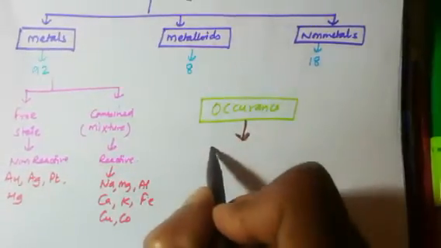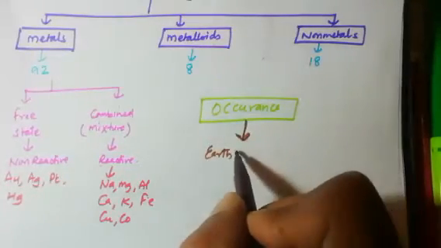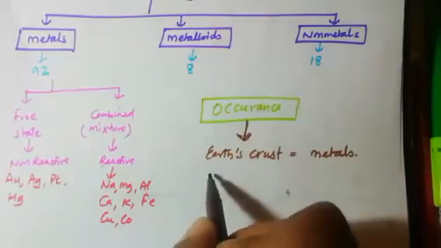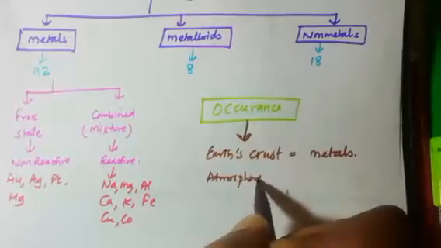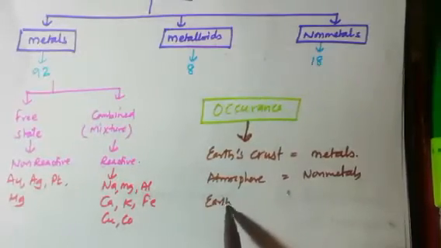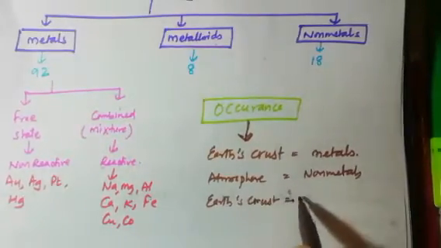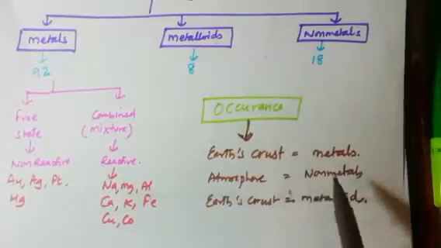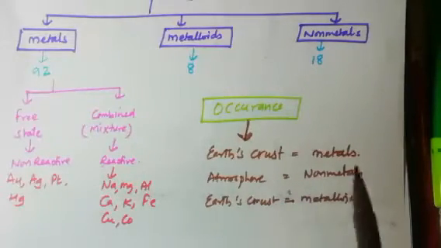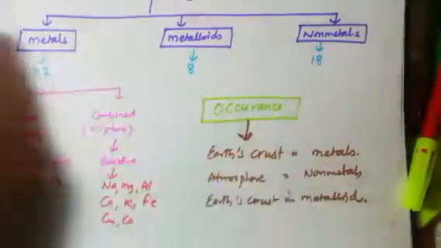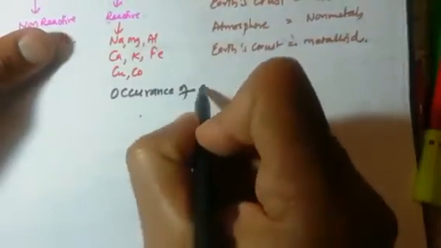Occurrence is what? Most of the metals and non-metals are found in the earth's crust. Okay, most of the metals are found in the earth's crust, and most of the non-metals are found in the atmosphere in the form of gases. And metalloids are also found in the earth's crust. So in general, you studied that metals are found in the earth's crust, non-metals in the atmosphere, and metalloids in the earth's crust. Now with the help of a flowchart I am going to tell you where we can find which metals.